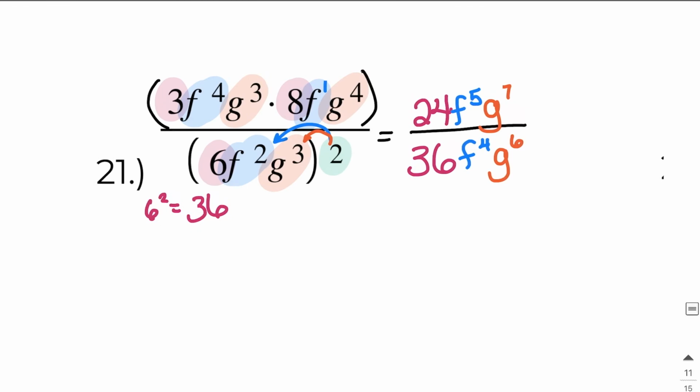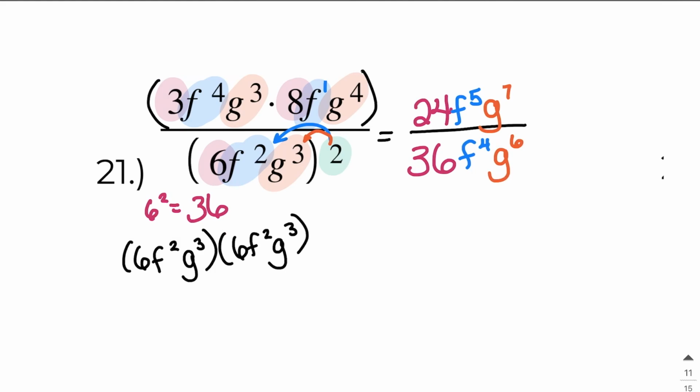But let me show you why this really works. So 6f squared g to the power of 3 times 6f squared g to the power of 3. If you think about it, it makes sense, right? Why did I write this out twice? Because this squared right here is telling me that I have to multiply it by itself, right? So I'm just showing you another way as to why this works. So now here, 6 times 6 gives me this 36. f squared times f squared, 2 plus 2 is 4. That's how we get this f to the power of 4 right here. And then g cubed times g cubed. You add your exponents, 3 plus 3 is 6. That's how we get g to the power of 6 right here.